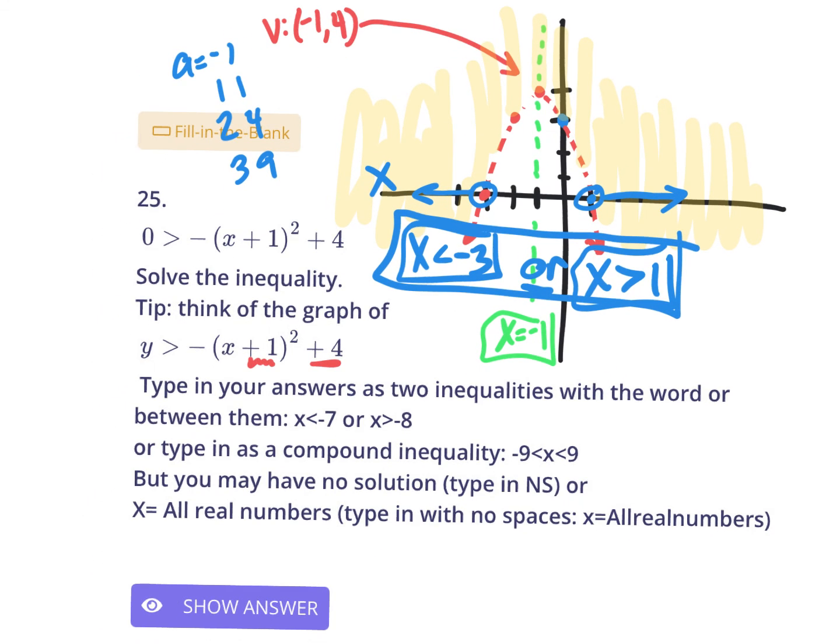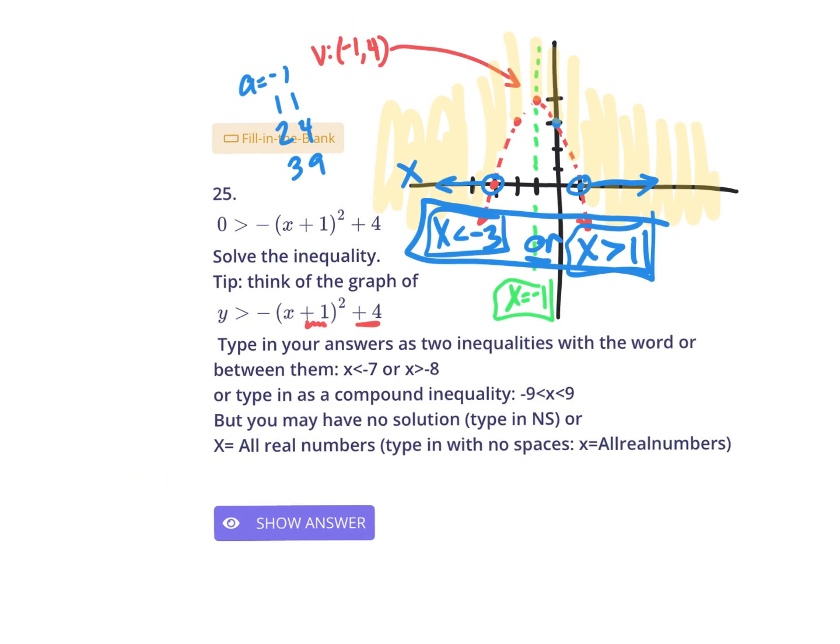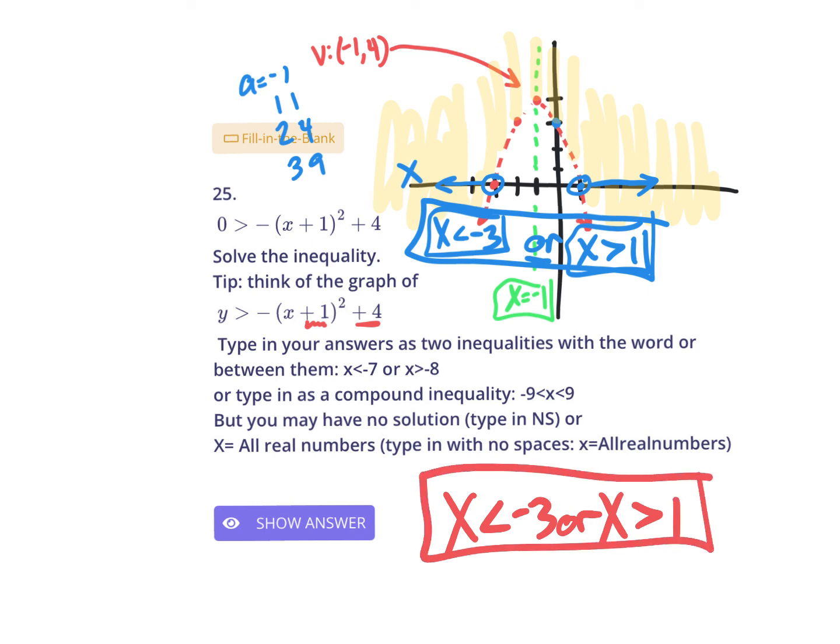So when you type it in, it says right here, type them in like this: x is less than -7 or x is greater than -8. It says with the word or between them and no spaces between your terms. Or if it would have been an area that's together, then you would have typed it in as a compound inequality. Of course, if there would be no shade touching the x-axis, that would be no solution. Or if the entire x-axis was shaded, then it would be all real numbers. In this case, it is simply x is less than -3 or x is greater than 1. Okay? Type it in, no spaces between your terms.